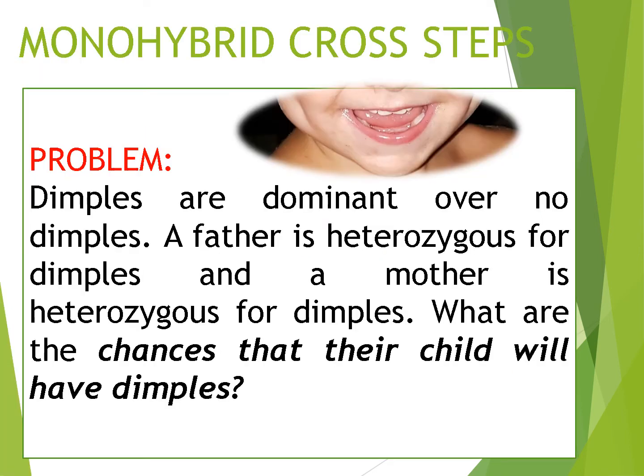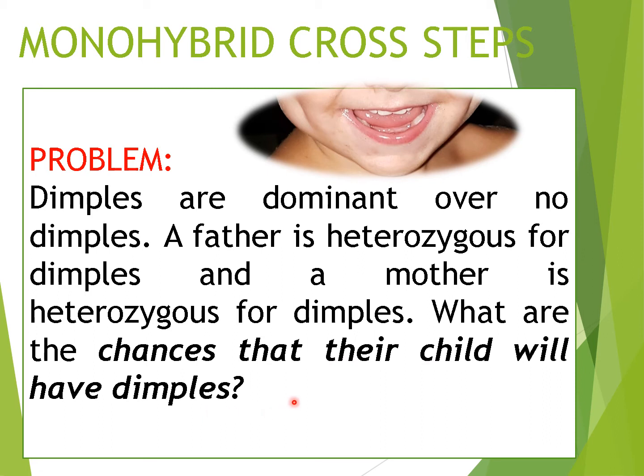To further understand monohybrid cross, let's discuss the steps by citing our first problem. Let me read you the problem. Dimples are dominant over no dimples. A father is heterozygous for dimples and a mother is heterozygous for dimples. What are the chances that their child will have dimples? So based on the stem of this problem, we are looking for the chance that a couple who both have a heterozygous genotype will have offspring with dimples.